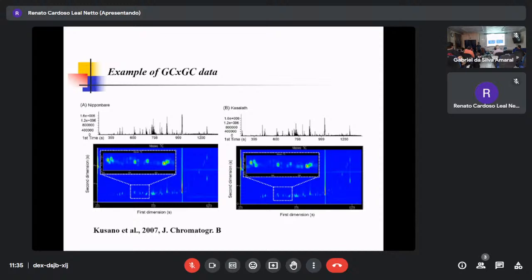But the problem is, what's the problem? Data size, because GC, and like LCMS. GCMS is already, if you have a full spectrum, how big is the data size? For one sample, it's sometimes a few gigabytes. But GC times GC, one more GC, that is a lot. That is an issue. So in that case, maybe you can see some identification basis.